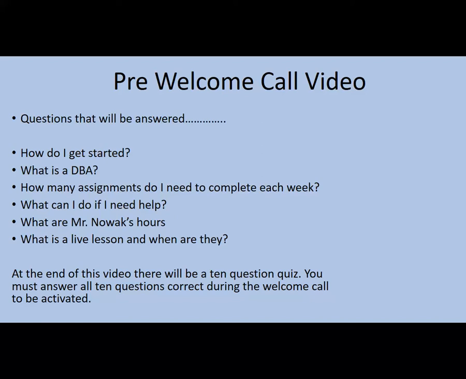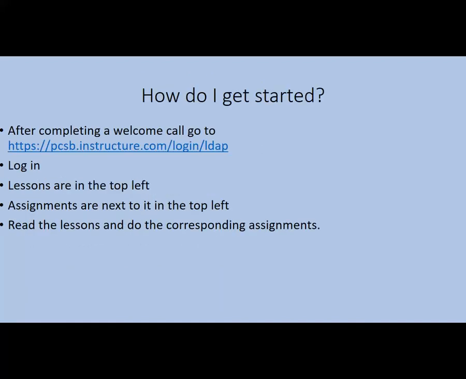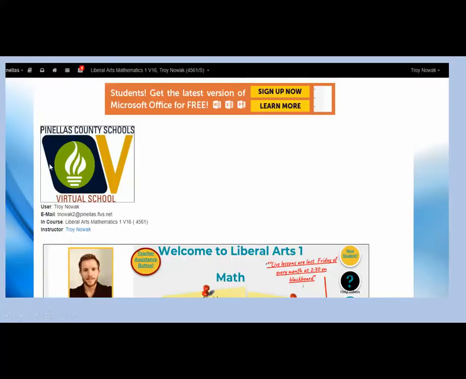So let's begin. All right, so how do you get started? After you complete a welcome call, you're going to go to this website right here, PCSB, just type that in exactly. You're going to log in, and then lessons are in the top left and assignments are in the top right. If you look right here, so here's the lessons, you click right here, you do the lessons, it'll say like 1.02. After doing the lessons, you're going to click over to the right a little bit right here where it says assignments, and you're just going to do the corresponding 1.02 assessment after doing the lesson.